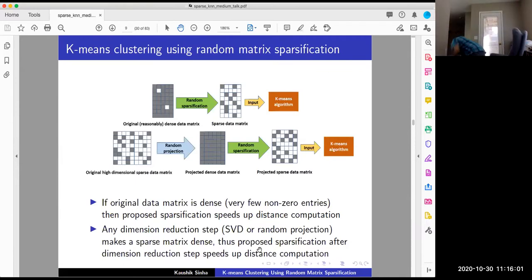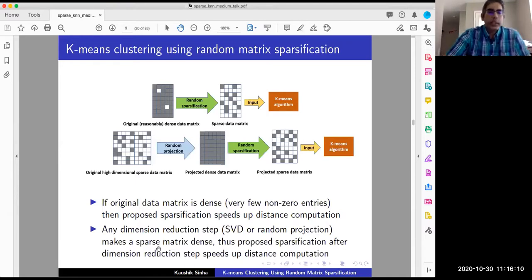In the top row, we show that we have an original data matrix, which is a very dense matrix. In this picture, the gray entries correspond to non-zero entries in the data matrix, and the white ones are zeros. By random matrix sparsification, we keep the same number of rows and columns, but we make some of the entries zero. Now this data matrix looks very sparse, and then you perform k-means clustering on this sparse data matrix. That is one situation where you can apply this.